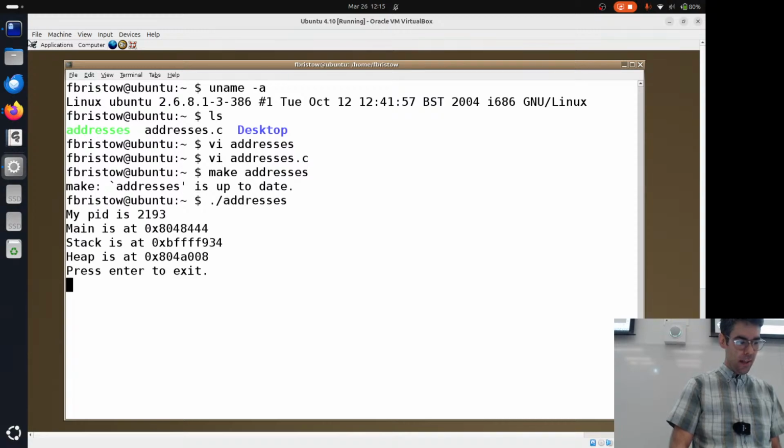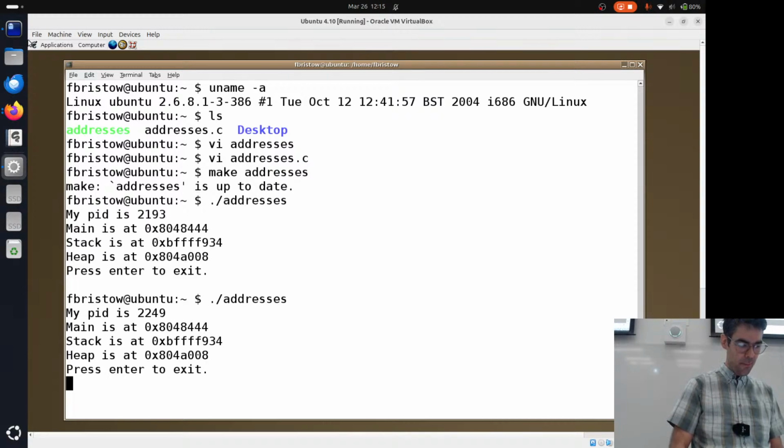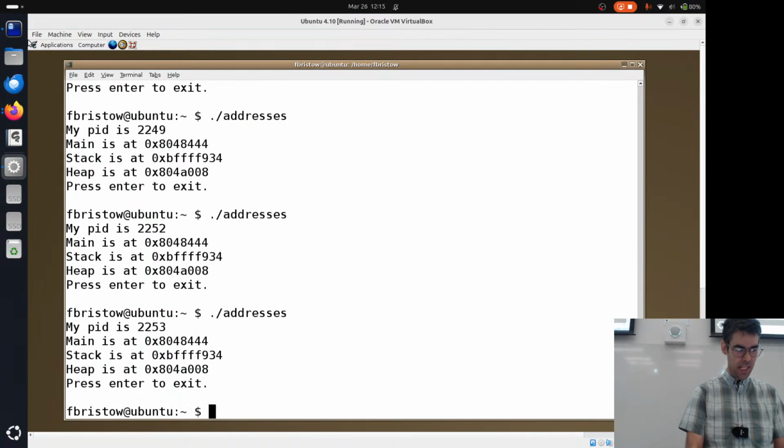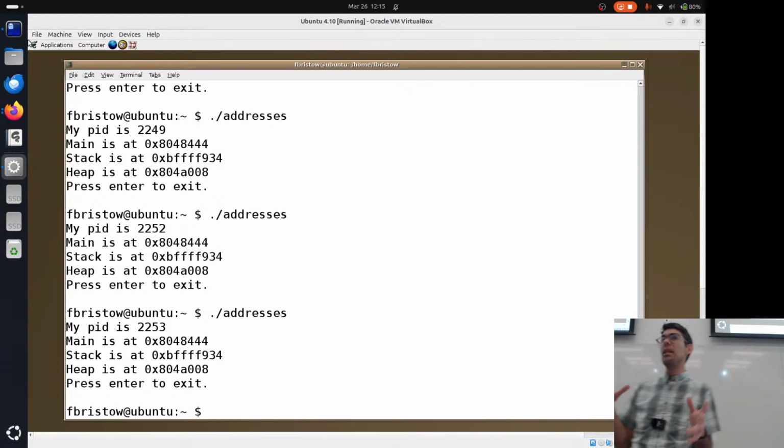I'm going to run it and hit enter, several times. And this time the addresses are all identical every single time I run this program. They are still kind of correctly relative to each other. I still have my code segment at the top. I still have the heap beneath that, and the stack has the highest set of addresses that I've got here.